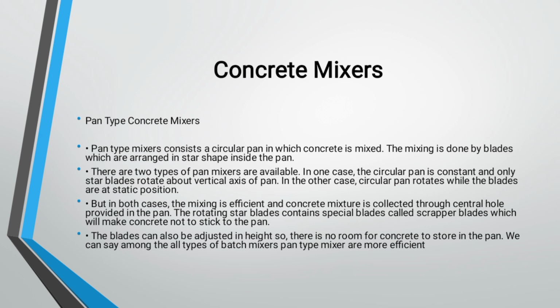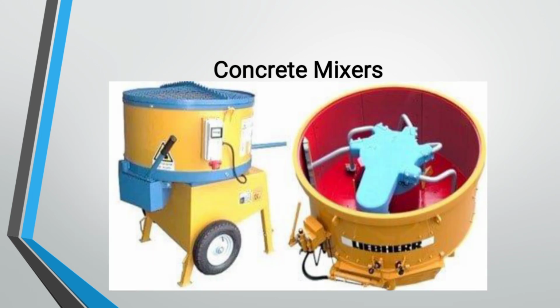The rotating star blades contain special blades called scraper blades, which will make the concrete not stick to the pan. The blade can also be adjusted in height so that there is no room for concrete to accumulate in the pan. We can say that among all the types of batch mixers, the pan type is the most efficient.